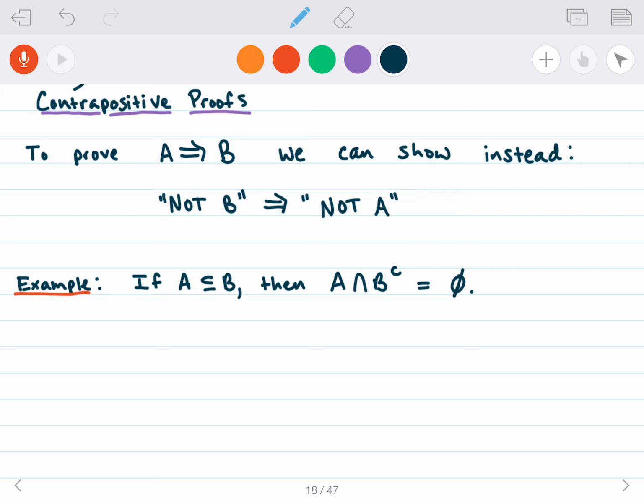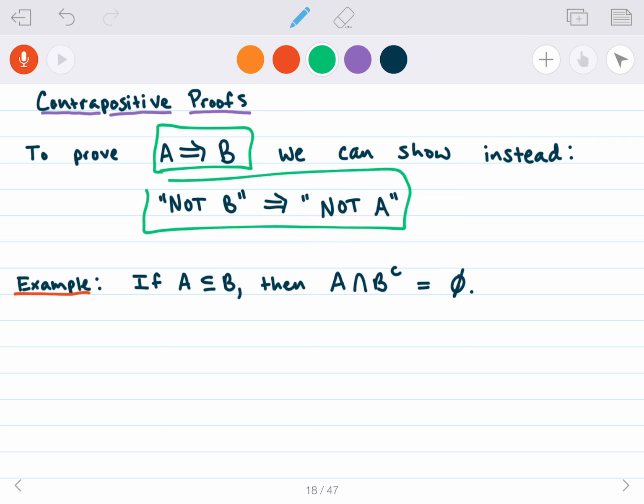Talk about contrapositive proofs. This is another way that you can prove things. So instead of just proving a direct implication, A implies B, what we can show instead is that not B, so the opposite of B, implies the opposite of A. Okay, so that's logically equivalent to A implies B. All right, so let's try to do this example right here.